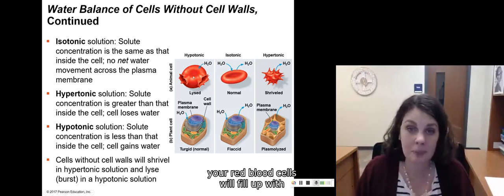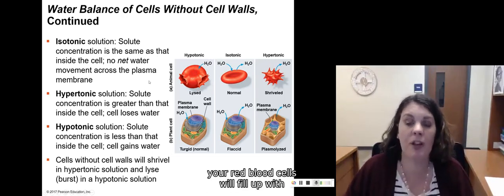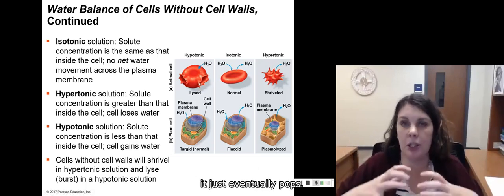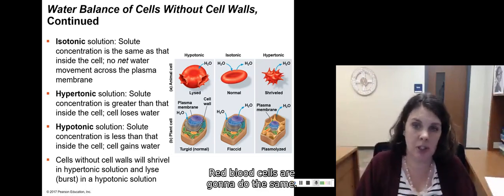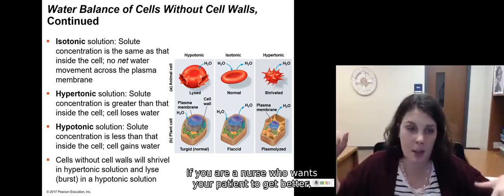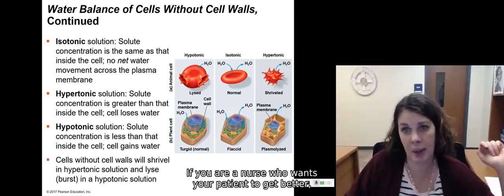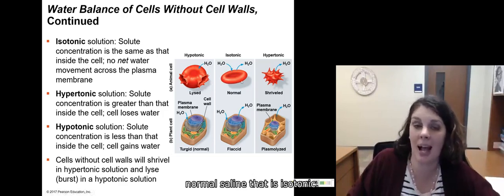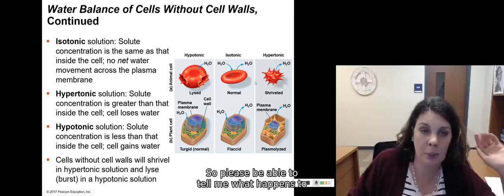of the cell. And if that continues, your red blood cells will fill up with water to the point of just like if you overfill a water balloon, it just eventually pops. Your red blood cells are going to do the same. They're eventually going to pop. So if you are a nurse who wants your patient to get better, you are going to have to make sure that you give them something like normal saline that is isotonic.